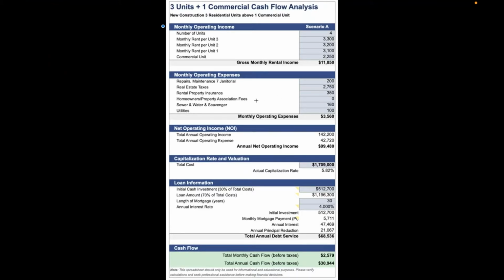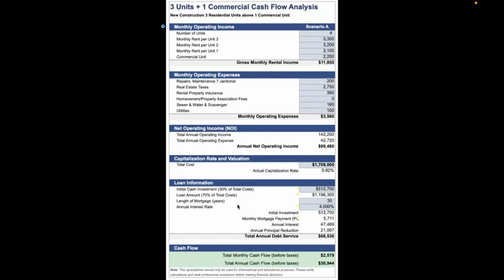We've got all our expenses here, our taxes and insurance and everything, utilities. And then we've got our net operating income. So the total annual operating income is $142,000. Total annual expenses, $42,000. So our annual net operating income is $99,480. And with our total cost at $1,709,000, that's going to give us an actual capitalization rate of 5.82%. So that's a nice cap rate for a brand new property like this. It's really nice. So again, our initial investment, $512,000.